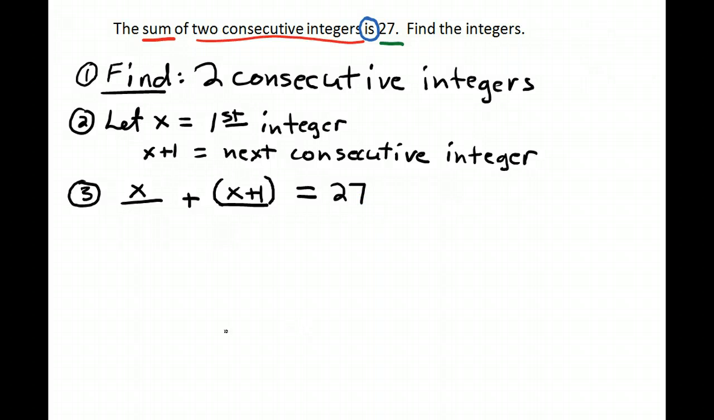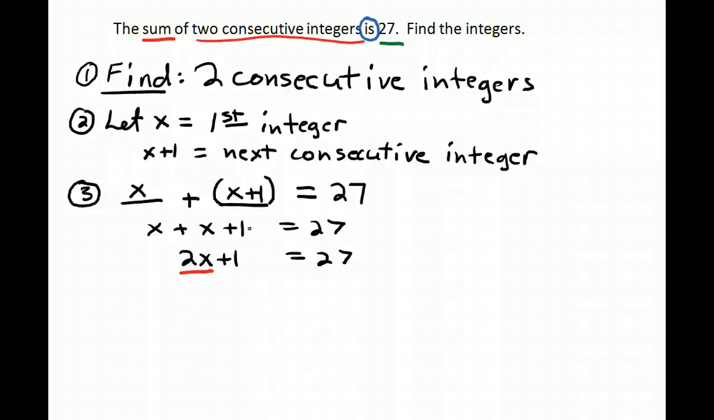So there's my equation. As I solve that, I notice that I can combine my like terms because I've actually got x plus x plus 1 equals 27. That's the same as 2x plus 1 equals 27. Now, my variable term is right here. I need to isolate that, which means get rid of that plus 1. So I'm going to subtract 1 on this side and subtract 1 on this side. What I end up with then is 2x equals 26. I need to divide by 2 because I want to know what 1x is, not 2x. And when I divide, I get x equals 13.